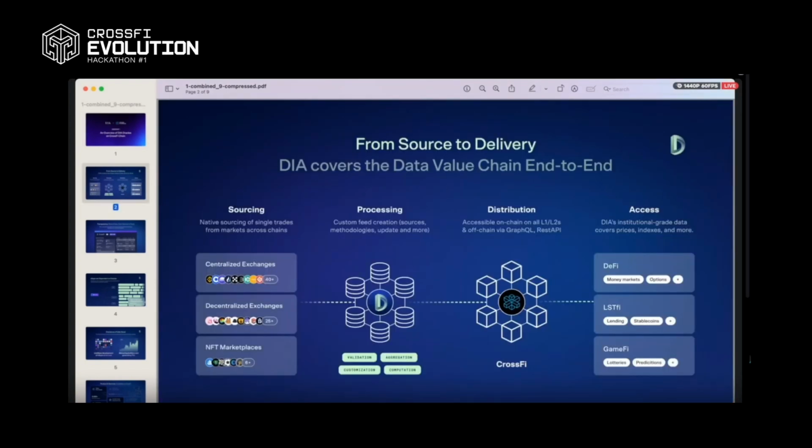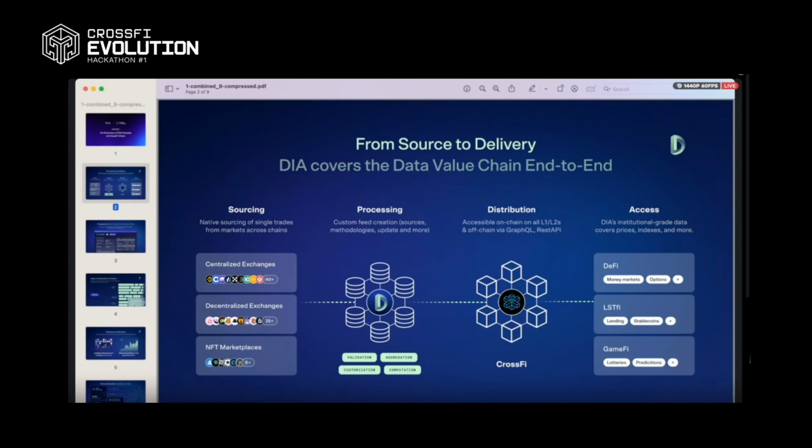Let me take you to the next slide, because I probably should have had this up. You can see here we've got centralized exchanges, DEXs, and this includes other types of on-chain marketplaces like NFT marketplaces and so on. Dia takes in the data, aggregates, processes, cleans, excludes outliers, and applies price methodologies, and then distributes it across chains like CrossFi and so on.